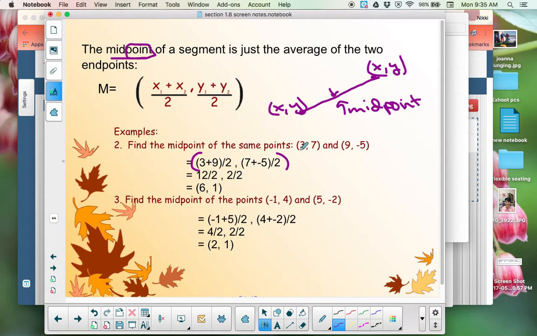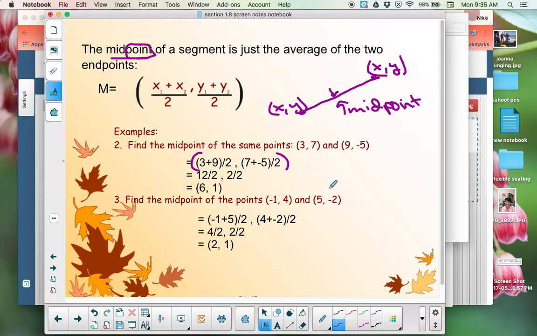Okay, so I'm going to add 3 and 9 and divide by 2, and then I'm going to add 7 and -5, and I'm going to divide by 2. That's how I'm going to get my midpoint. 3 plus 9 is 12. 12 divided by 2 is 6. I'm going to add 7 and -5, and I'm going to get 2, and I'm going to divide by 2 and get 1. So my midpoint of these 2 points would be 6, 1. 6, 1 is the average of those coordinates.